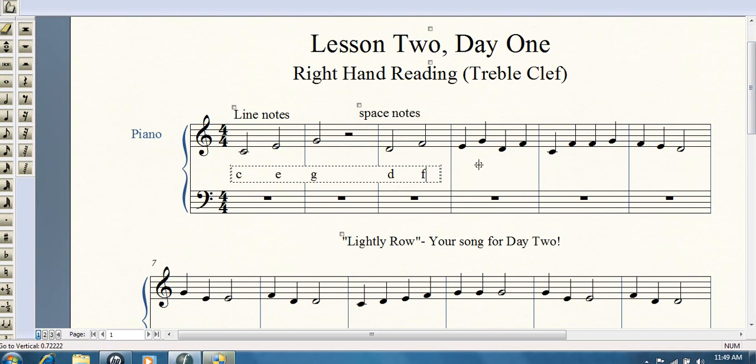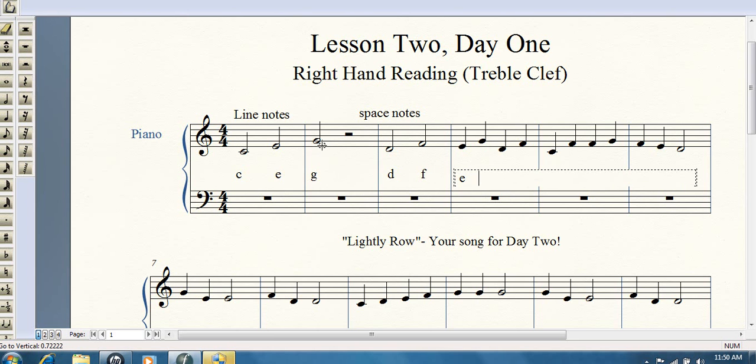Let's kind of review some of these notes. Let's see if we can figure out these notes together. Okay? This is an E. Notice it's on a line, right? And it looks just like that E there. Now you may say, well, this one's filled in. This one looks black. This one looks open. It doesn't matter. That refers to how long we hold the note down. We're going to get into rhythm pretty soon, but right now we're just getting to note reading. So this is E.